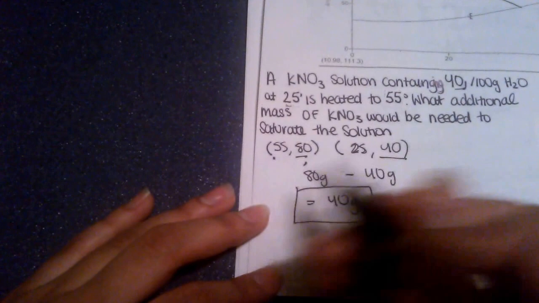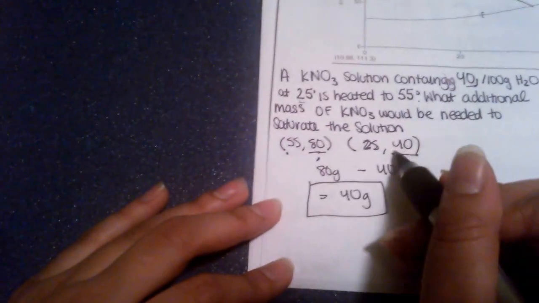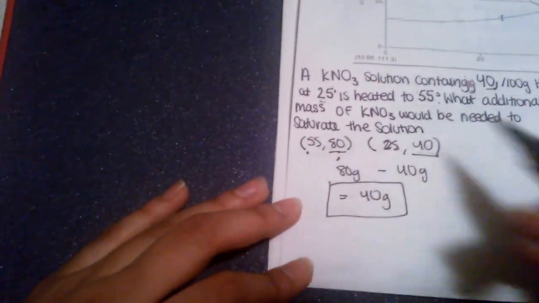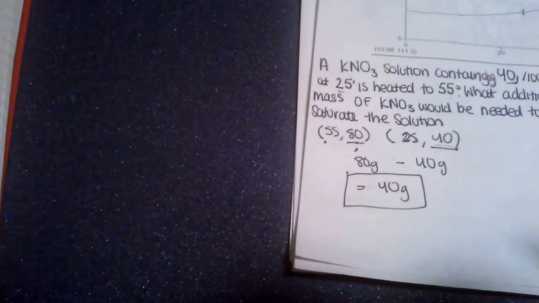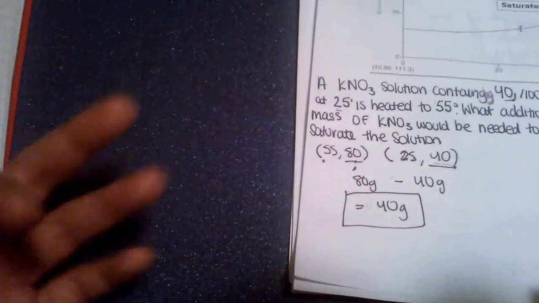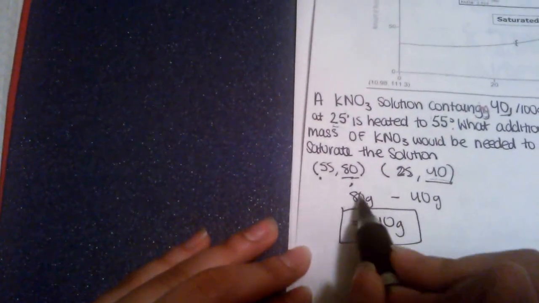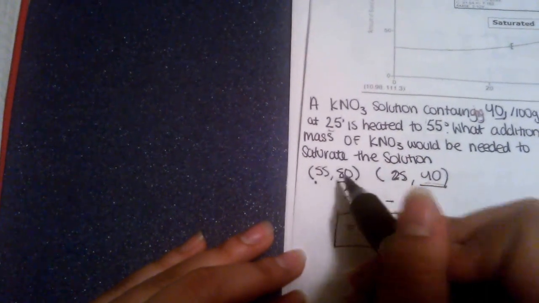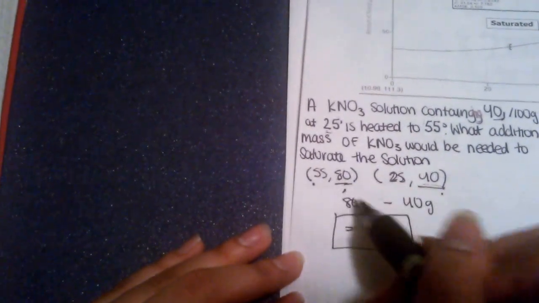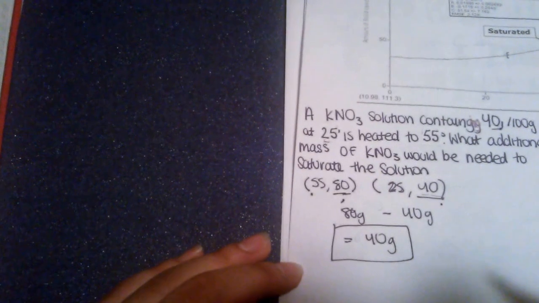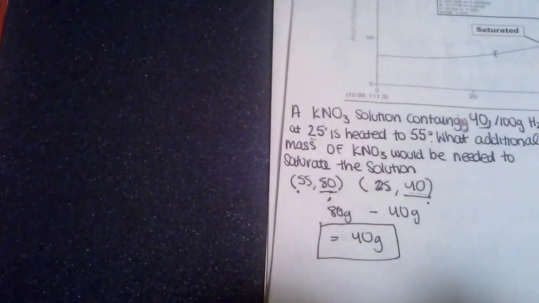It's very simple. You basically just subtract the y values because we need to find the difference, to explain what additional mass would be needed. So we just subtract both of the y values. 80 minus 40, which I hope you don't need a calculator for, is 40 grams.